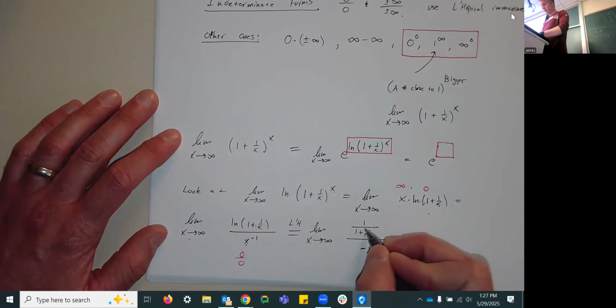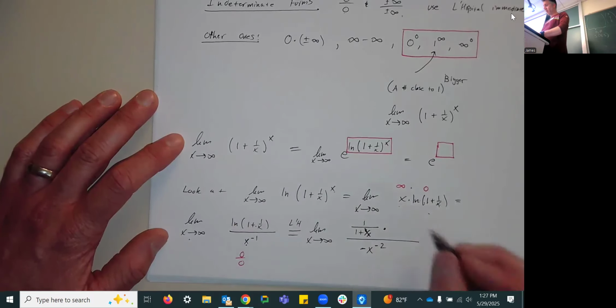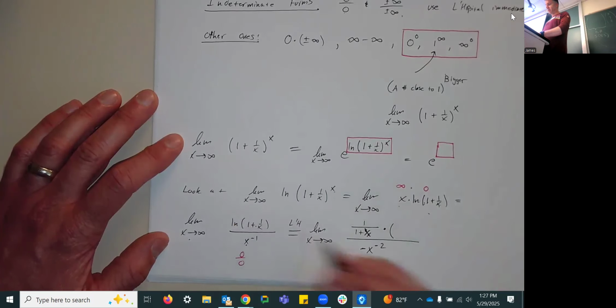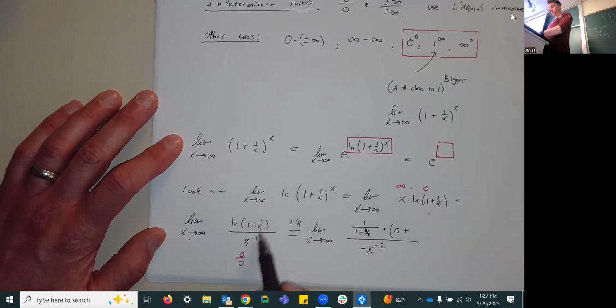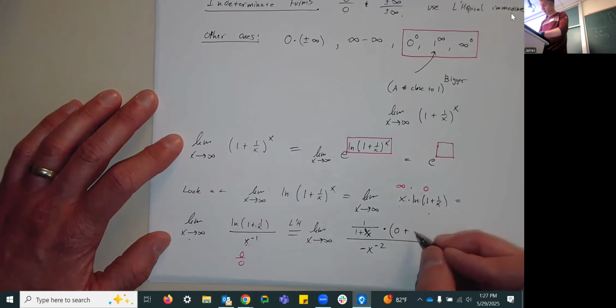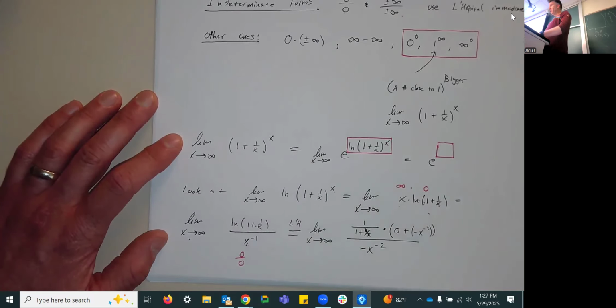Sorry, that's 1 plus 1 over x. Sorry, it looks kind of gross. Times the derivative of that stuff. And the derivative of 1 plus 1 over x is 0 plus, well, we know the derivative of 1 over x, or x to the negative 1, is negative x to the negative second. But those essentially get to cancel out now, right?